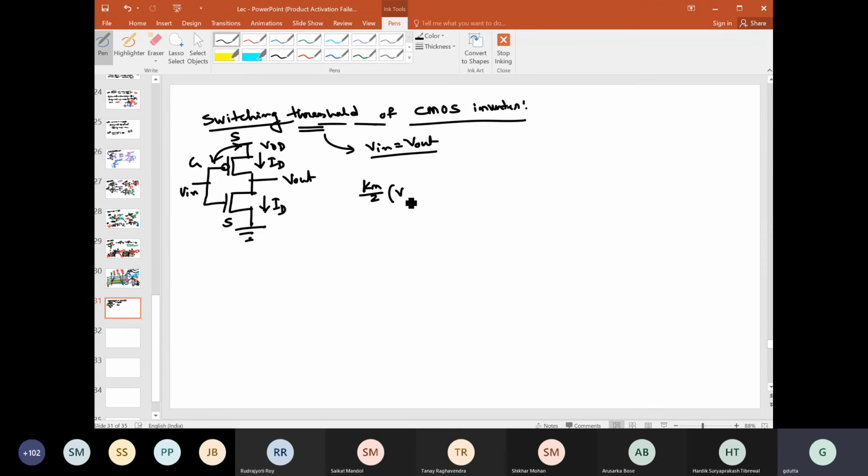So what we are writing here, that is VGS. VGS is nothing but, let me write it here again, here it is V in, right? V in minus the threshold voltage of this NMOS transistor, squared, times Kp by 2. Now what will be the current for this PMOS? If it is VGS for the NMOS, then for PMOS it will be VSG. So VSG means VDD minus V in, right? So it is VDD minus V in.